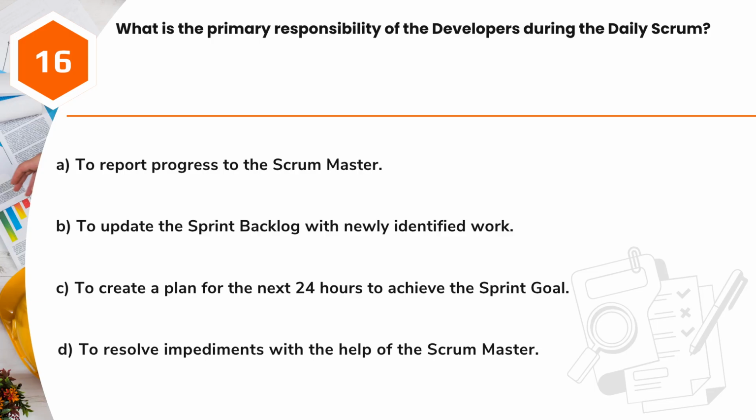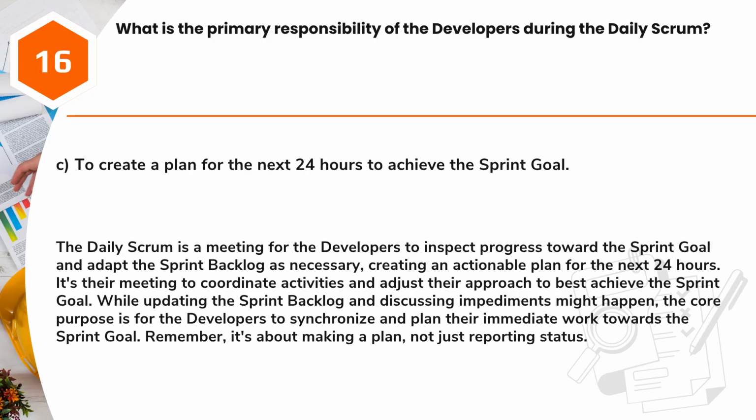Question 16. What is the primary responsibility of the developers during the daily Scrum? A. To report progress to the Scrum Master. B. To update the sprint backlog with newly identified work. C. To create a plan for the next 24 hours to achieve the sprint goal. D. To resolve impediments with the help of the Scrum Master. Answer: C. To create a plan for the next 24 hours to achieve the sprint goal.